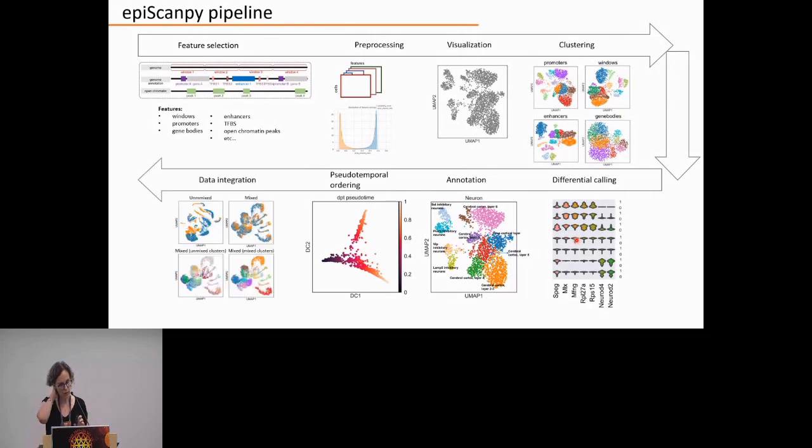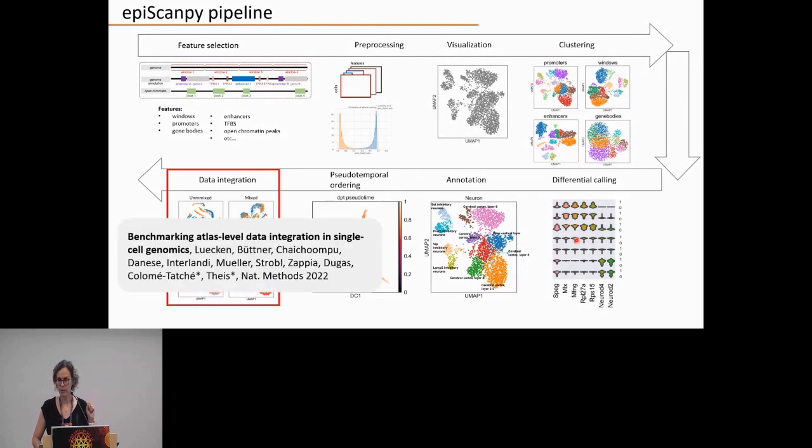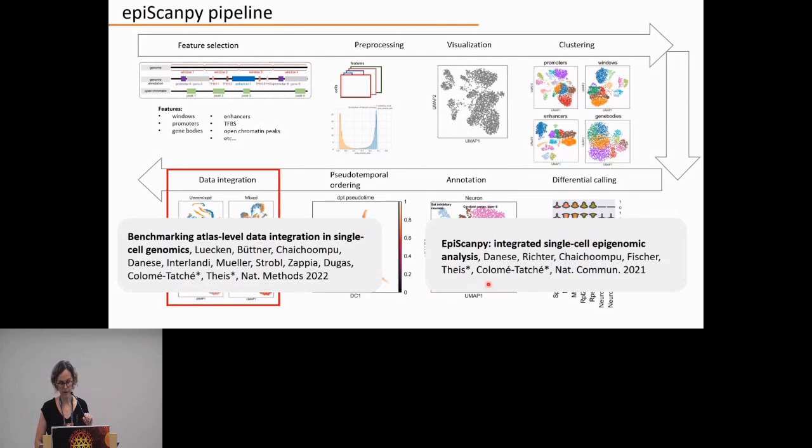And we have done in my group a lot of work on data integration, testing a lot of different methods that are out there for integrating data for batch correction. And we've tested them on single-cell RNA-seq and single-cell ATAC-seq, and this was already published a couple of years ago. It was a huge effort that we did together with the group of Fabian Theis, where we did a benchmarking of many different atlas integration methods for RNA and for ATAC. And the other pipeline was already published some time ago.